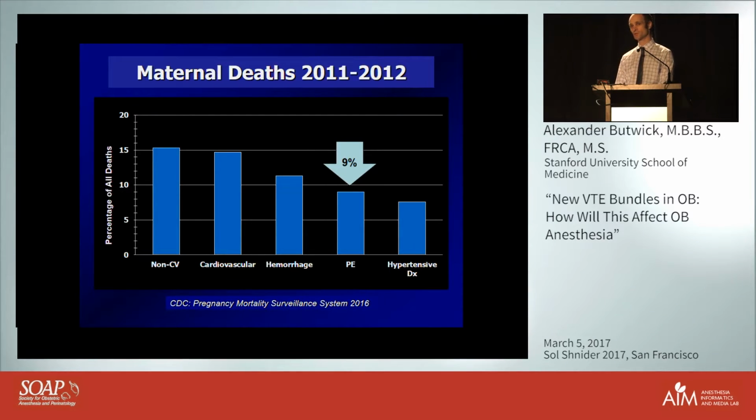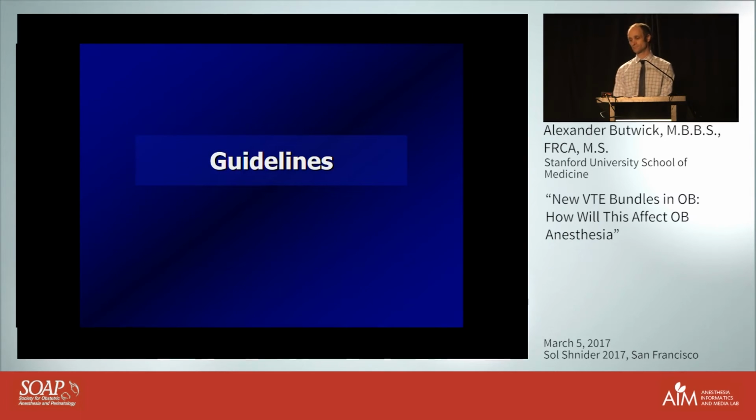So why is this important? Well, it's important because despite our best endeavors, despite advances in medical, surgical, and anesthetic practice, unfortunately, we're still seeing women dying from VTE, or pulmonary embolism, associated with pregnancy. This is data from the CDC that came out in 2016, looking at maternal deaths that occurred between 2011 and 2012. And as you can see on this chart, about 9% of all maternal deaths were due to pulmonary embolism. So it's not surprising that this is a topic of much interest to all of us, including our obstetrical colleagues.